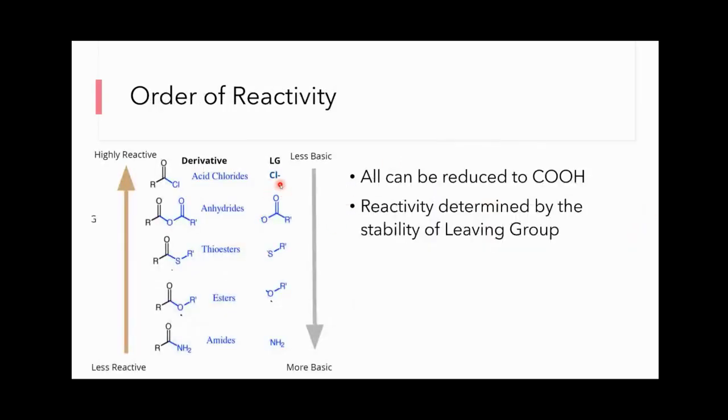Because Cl is an electronegative atom, it's stable when it has that negative charge. And then as you go down, it gets less and less stable. For example, NH2 doesn't prefer that negative charge as much as oxygen, for example.